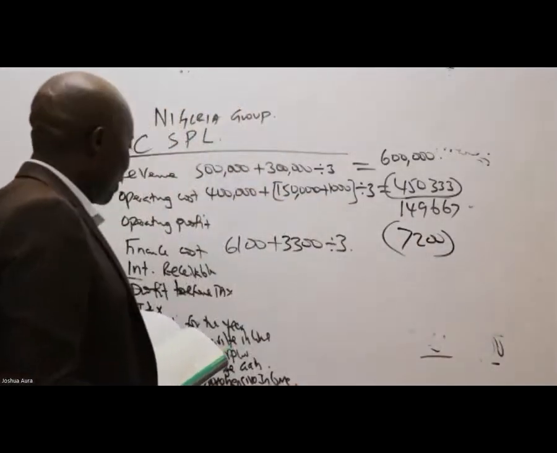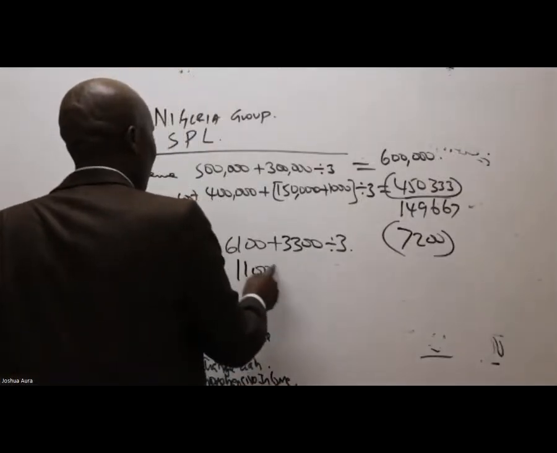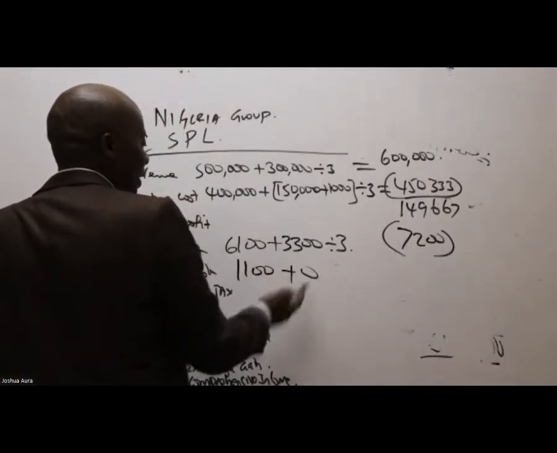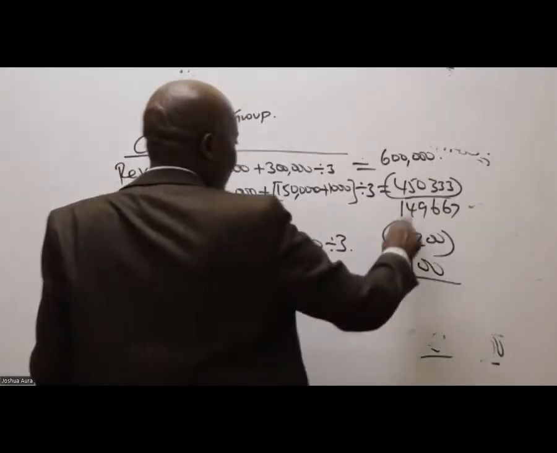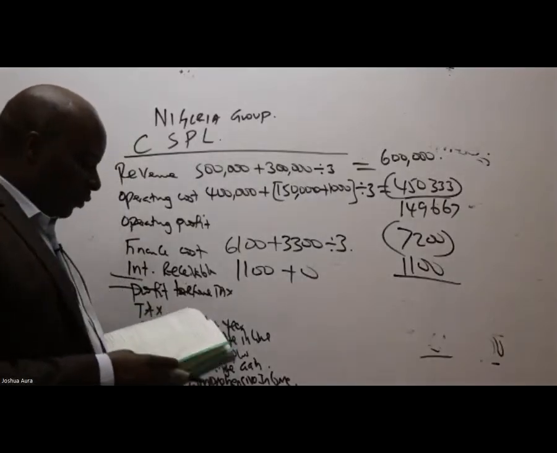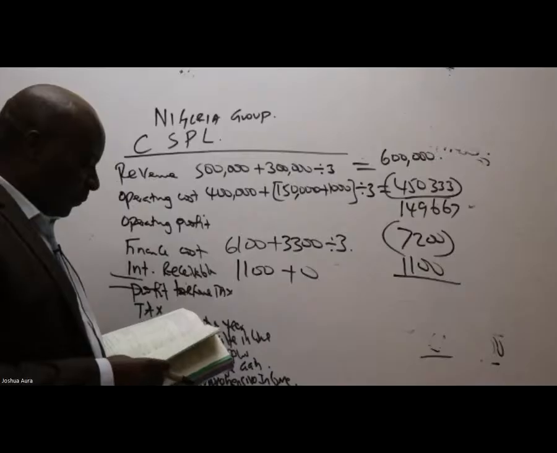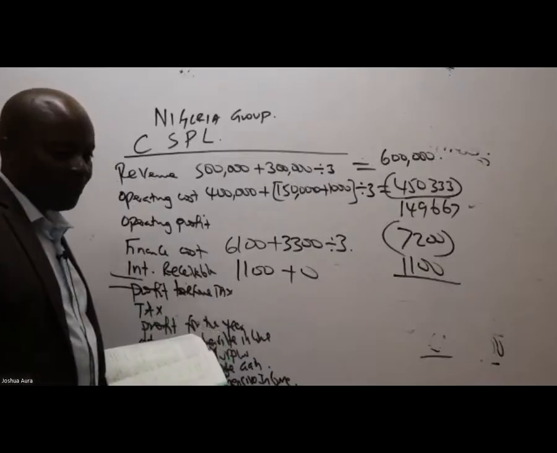And then we have interest receivable. Interest receivable is the one that we have 1,100, of course, plus 0. So there is no translation here. So this gives me 1,100. It's an income. So could you kindly give me the profit before taxation very fast?